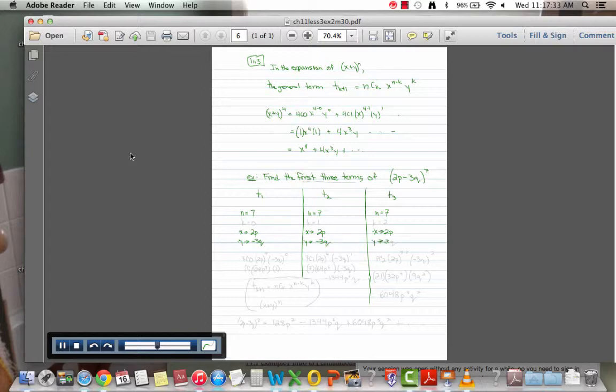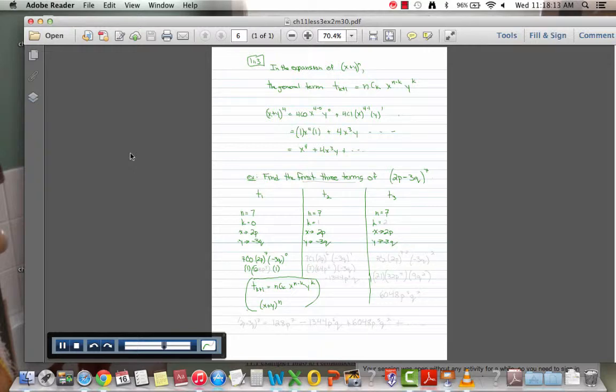The one thing that is different for each of these is what k equals. You have to get used to the fact that it's t k plus 1 in the formula, the general term of the expansion of x plus y to the n, as it's put on your formula sheet. So for term 1, I want k to be 0. The calculation is 7 choose 0, 2p to the 7 minus 0, and then negative 3q to the 0.